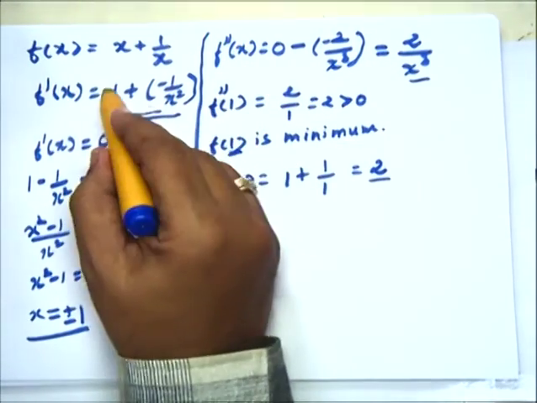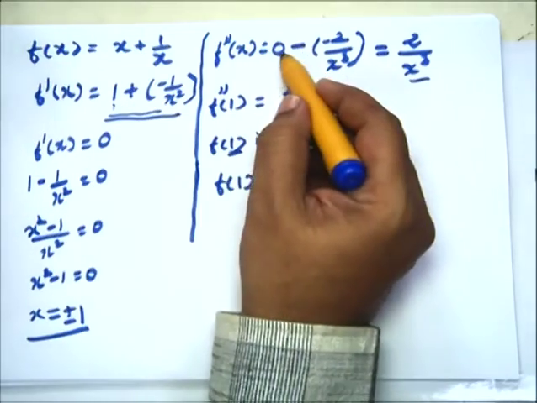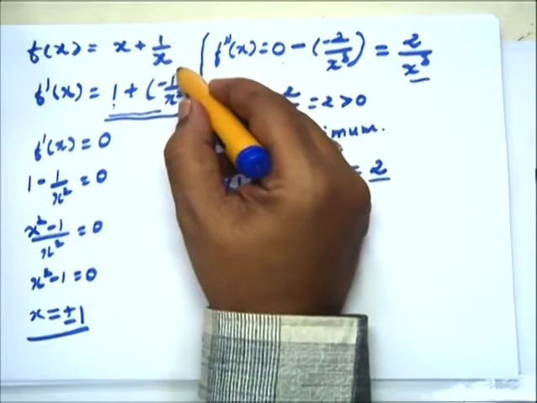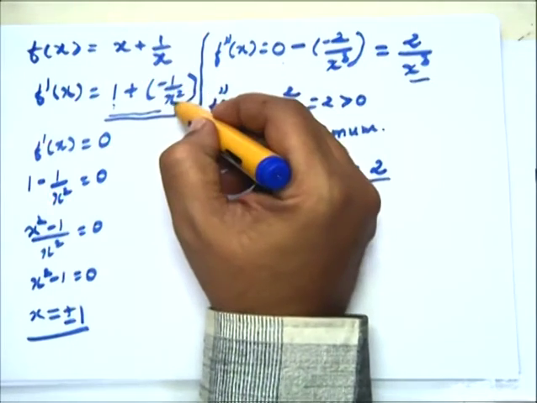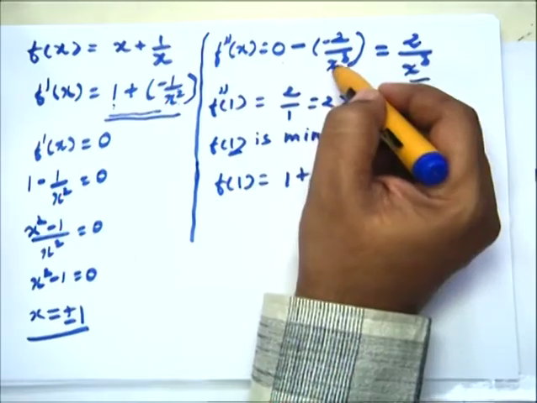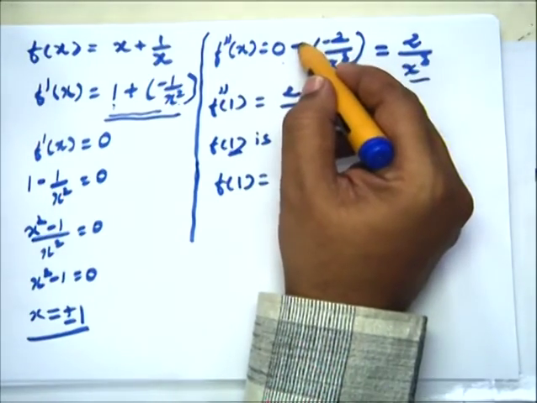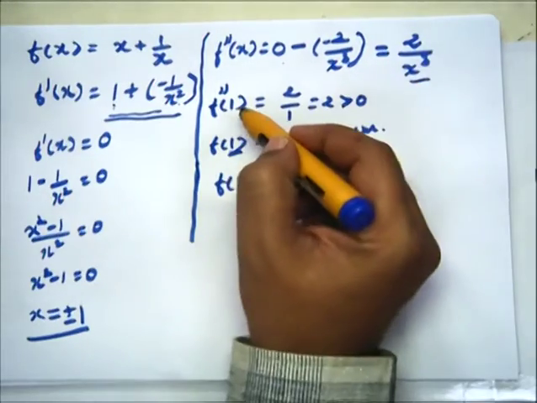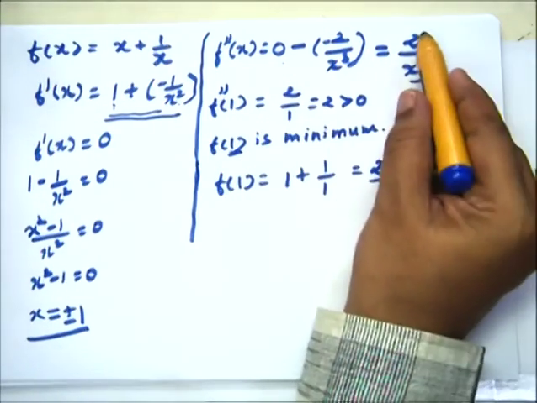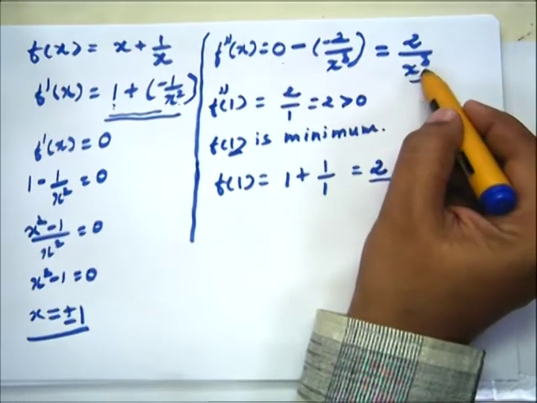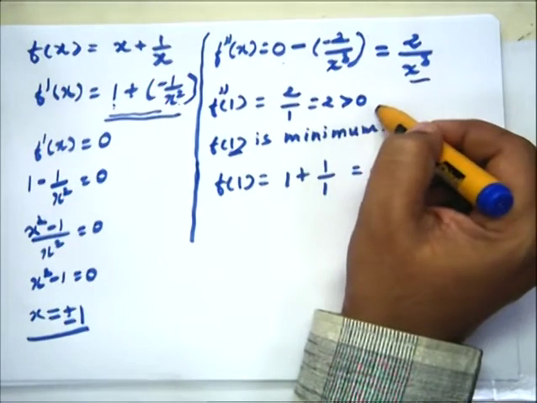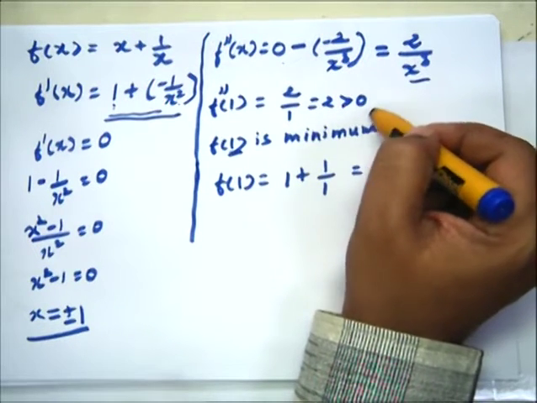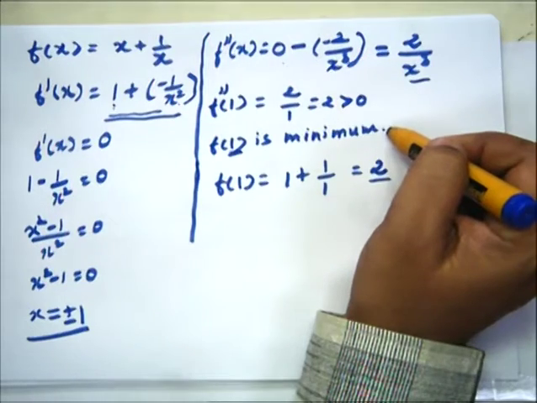So what we have done, we have found the root and got the second order derivative, that is the derivative of this. Differentiation of 1, derivative of 1 is 0, minus derivative of 1 upon x square, so 1 upon x square gives minus 2 upon x cube. So minus minus is plus, so we have 2 upon x cube. If we put x is equal to 1, we have 2 upon 1 cube, that is 1. So it is equal to 2, which is greater than 0. And as we know, if the double order derivative is greater than 0, the function is minimum at that point.